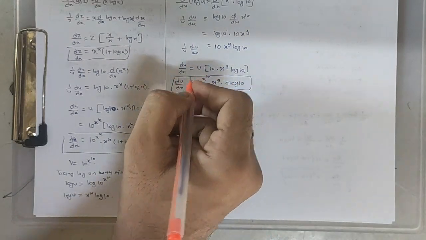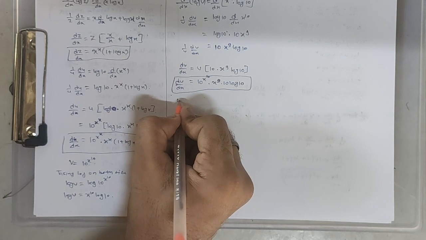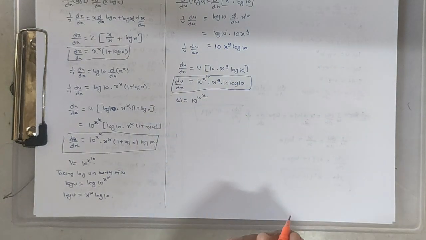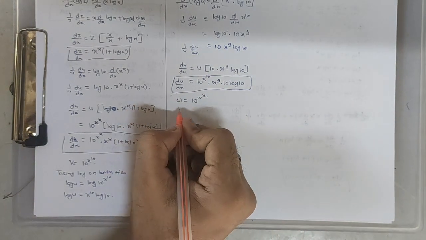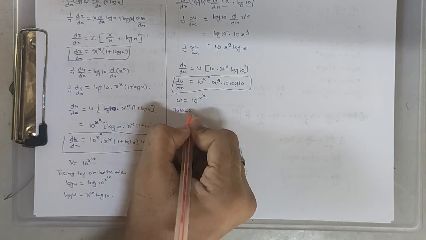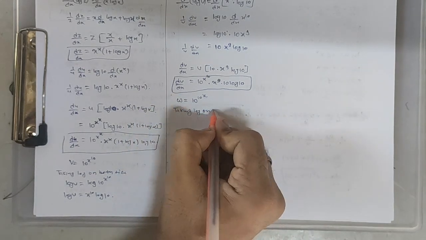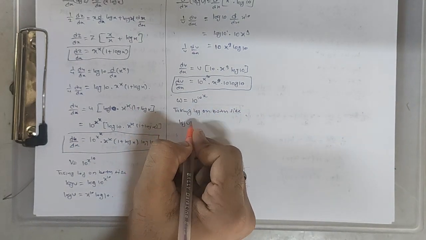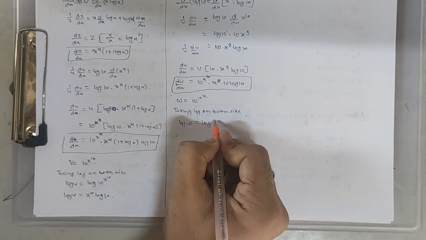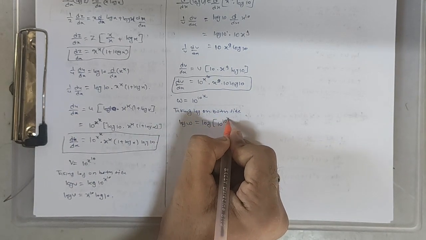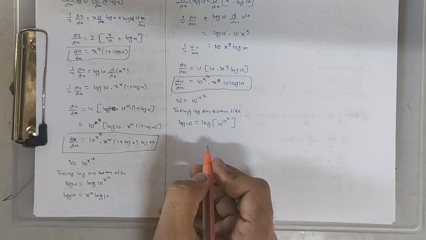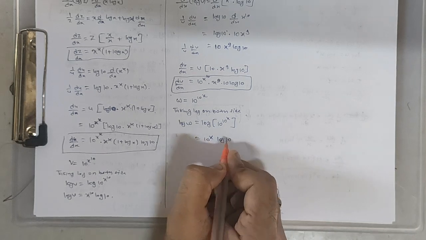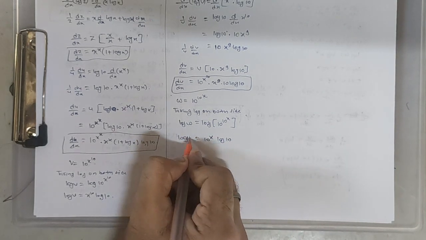Now the third one is w. What is w? 10 raised to 10 to the power x. We can take log on both sides. Taking log on both sides, log of w is equal to log of 10 raised to 10 to the power x. Now we will take 10 raised to x log 10. This is our log w.